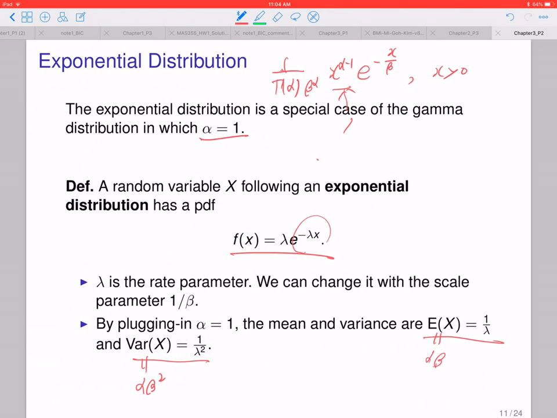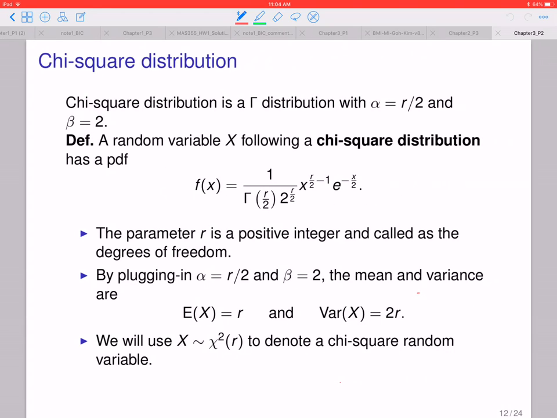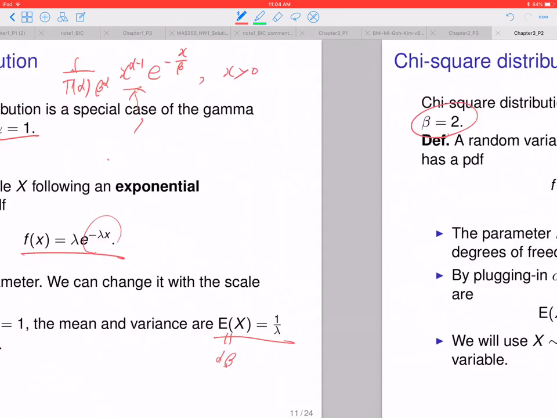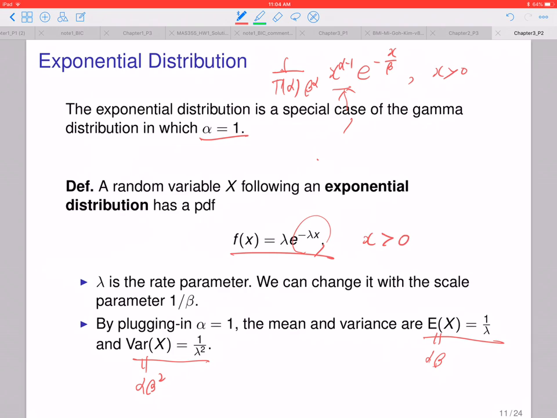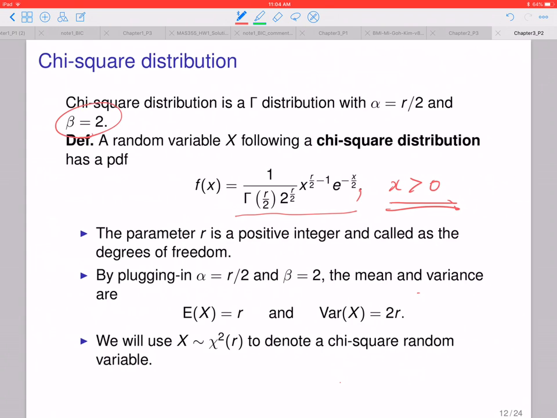The chi-square distribution is another special case of the gamma distribution. This is the form, with beta equal to 2. Actually, we should put some domain, so this is not correct. We should specify the support. R is a positive parameter, and this is the degree of freedom. The mean of the chi-square distribution is the degree of freedom R, and the variance is 2R.